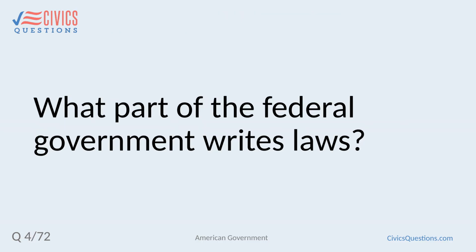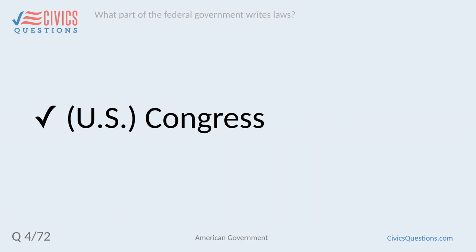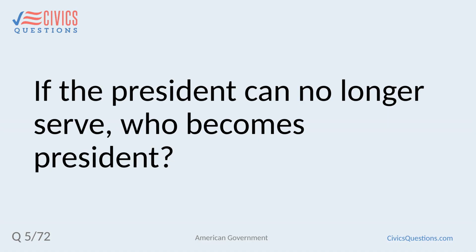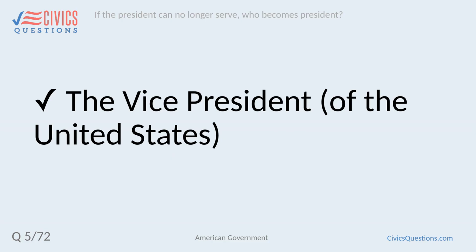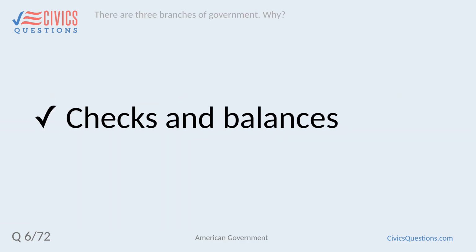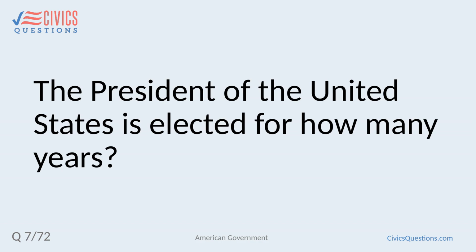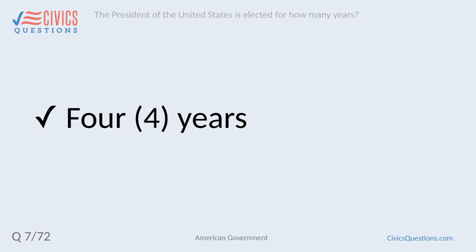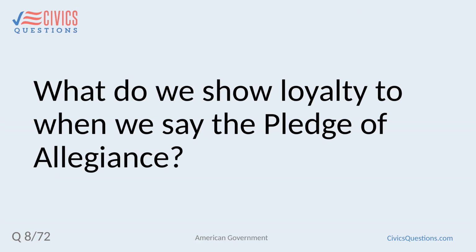What part of the federal government writes laws? U.S. Congress. If the president can no longer serve, who becomes president? The Vice President of the United States. There are 3 branches of government. Why? Checks and balances. The President of the United States is elected for how many years? 4 years. What do we show loyalty to when we say the Pledge of Allegiance?